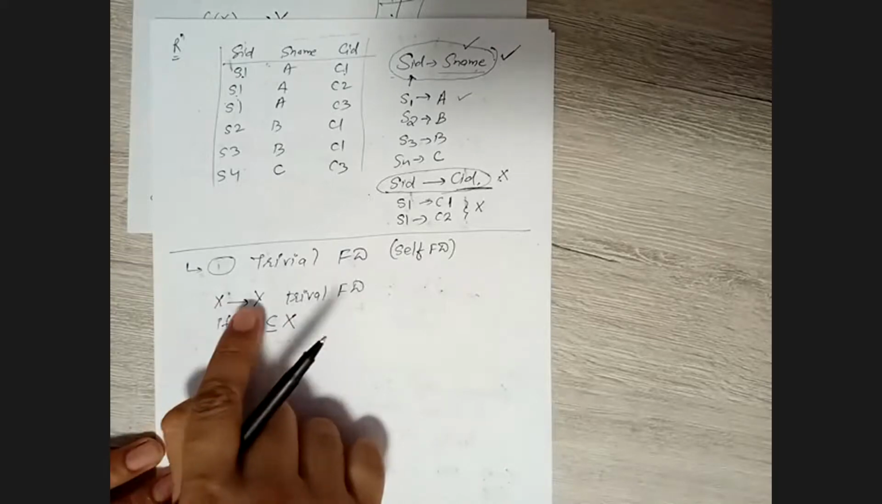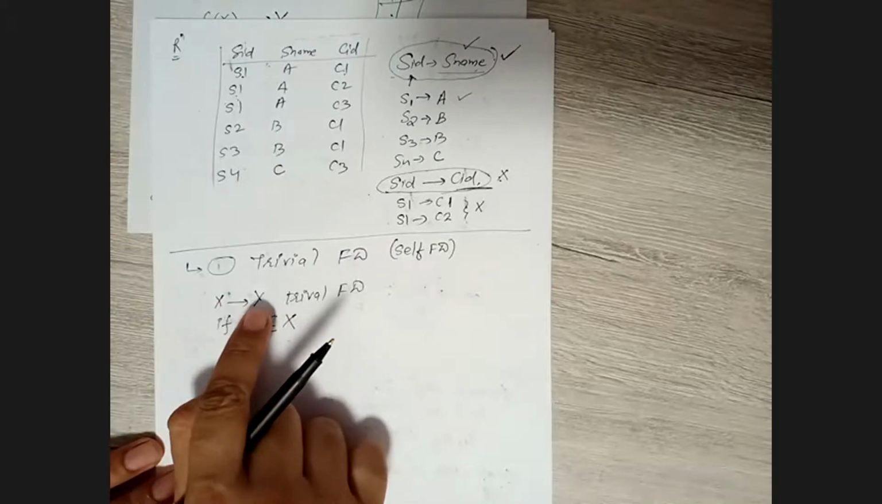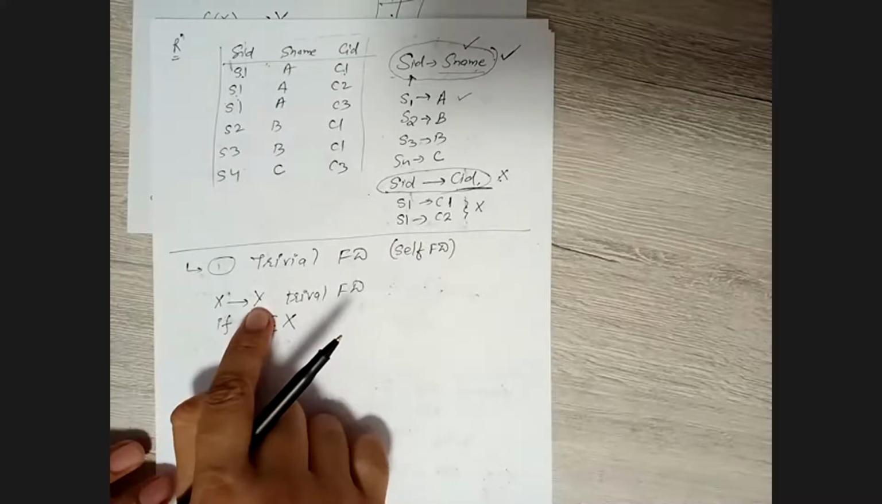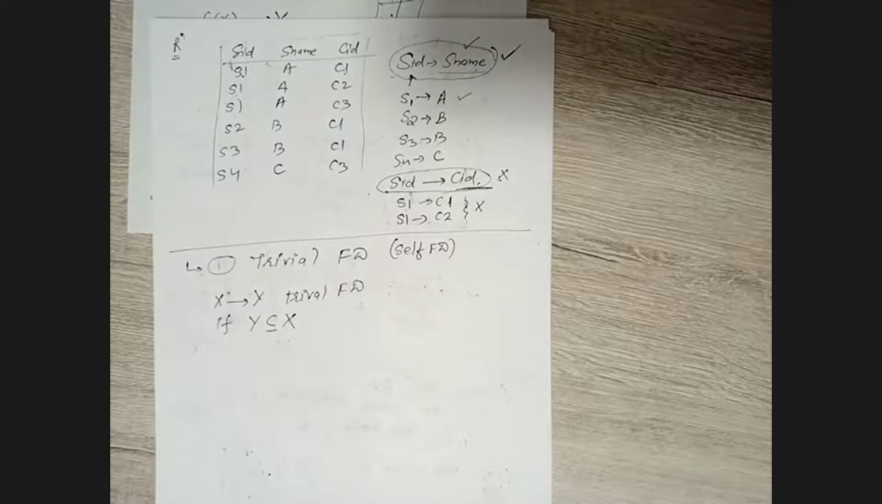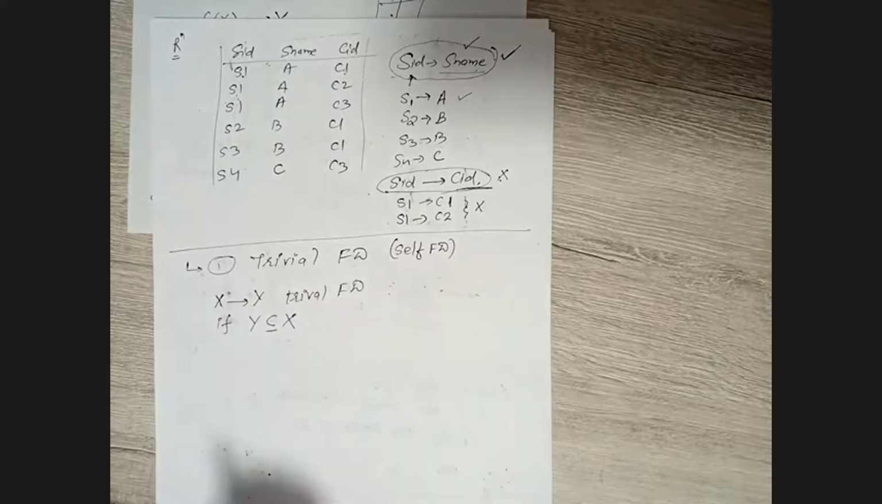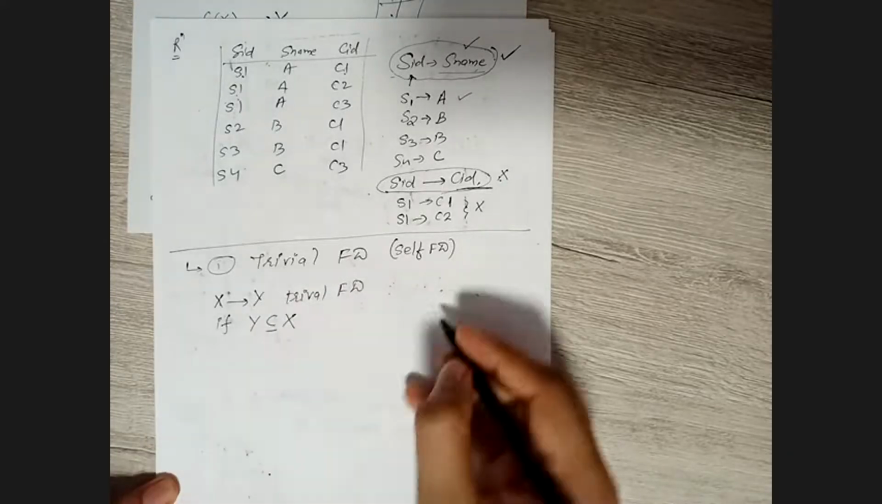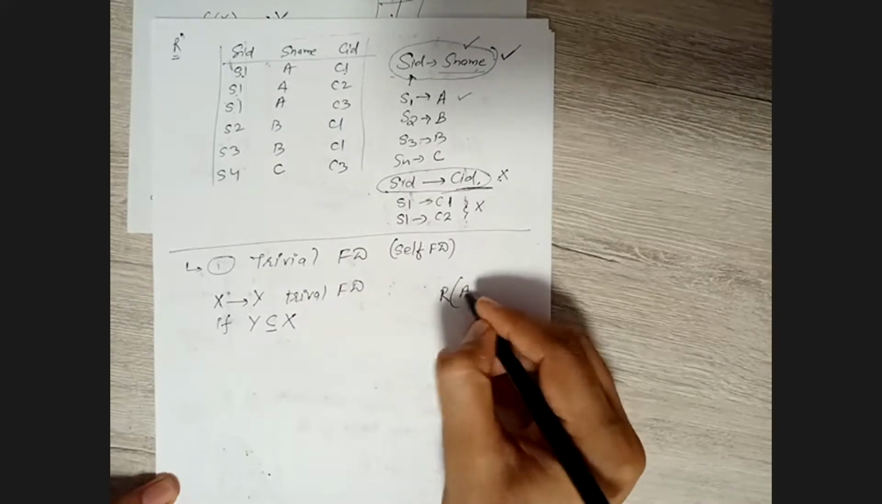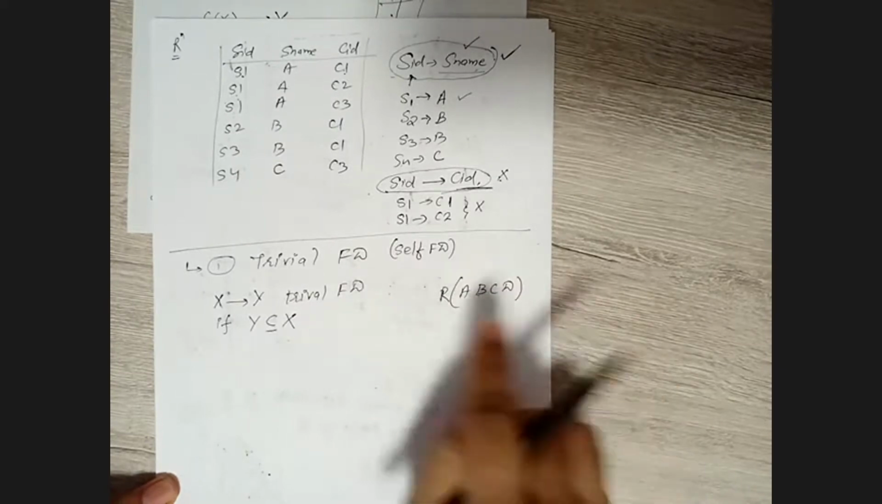Understand, when I say X and Y, it's not that X and Y are single attributes. Basically we can have multiple attributes as well. This is called a composite key, if you're familiar. Composite means we can have more than one attribute in X and Y. For example, I have a relational database table in which my attributes are A, B, C, D.